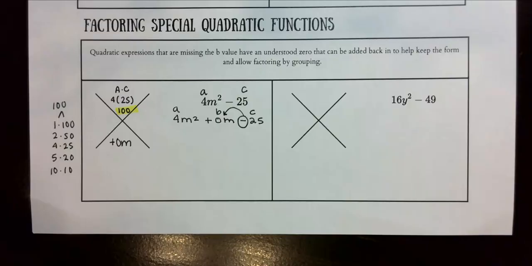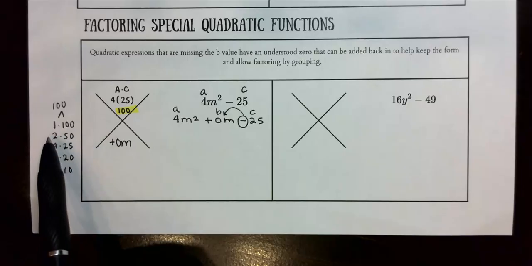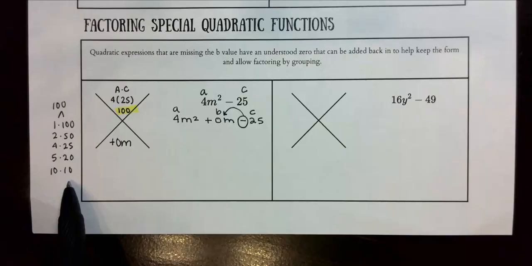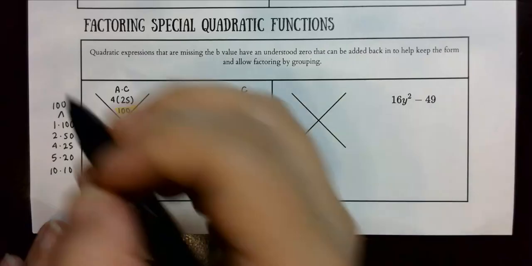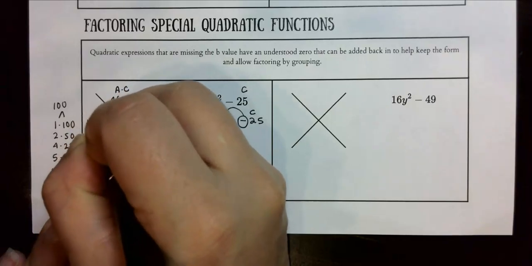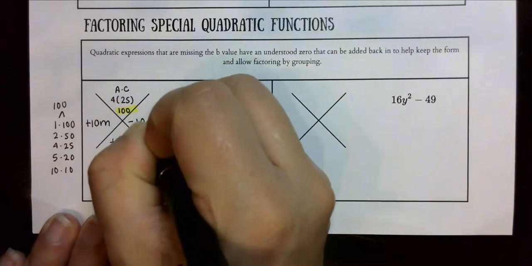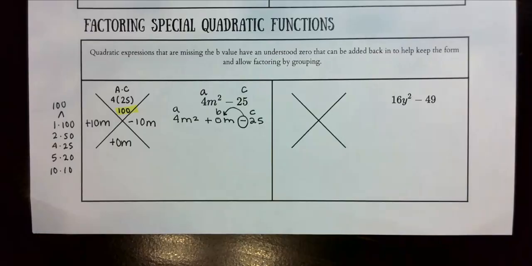So the good thing about this is that we know that in order for 2 numbers to subtract and give a 0, they have to be the same number. They have to be the same number but different signs. So if you look through this list, the only numbers that you can subtract to give you 0 would be 10 and 10. Now because we're subtracting, one needs to be positive, the other one needs to be negative. So I'm going to say plus 10m minus 10m. And we're going to expand.